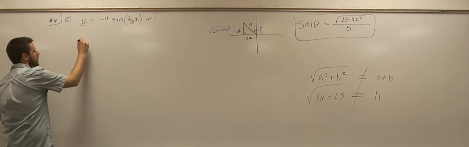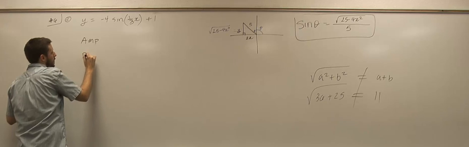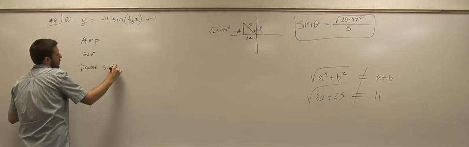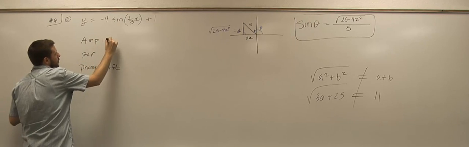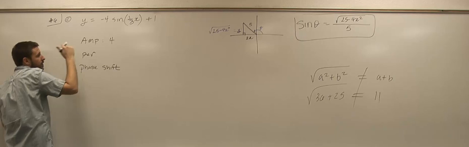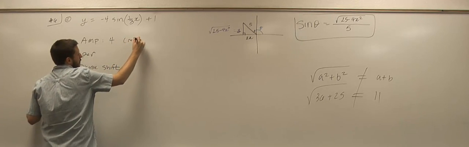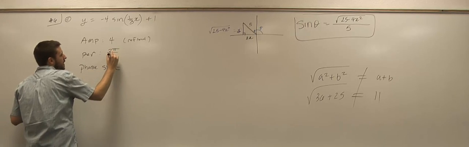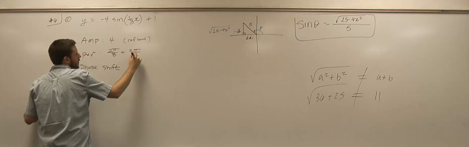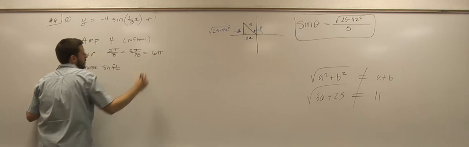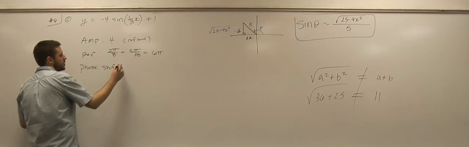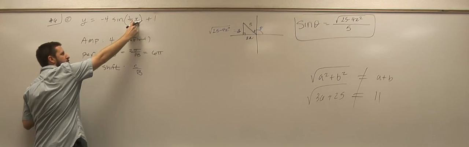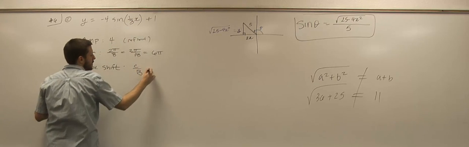So we calculate amplitude, period, phase shift. Amplitude is 4, but it's negative, so that's going to reflect. Remember that. The period is 2 pi over b, which is equal to 2 pi over 1/3, which is equal to 6 pi. And the phase shift is c over b, but since nothing's being added or subtracted inside the parentheses, this will be 0.